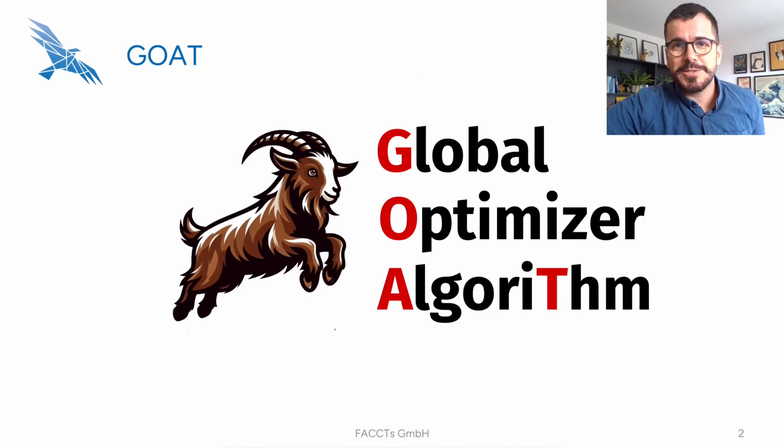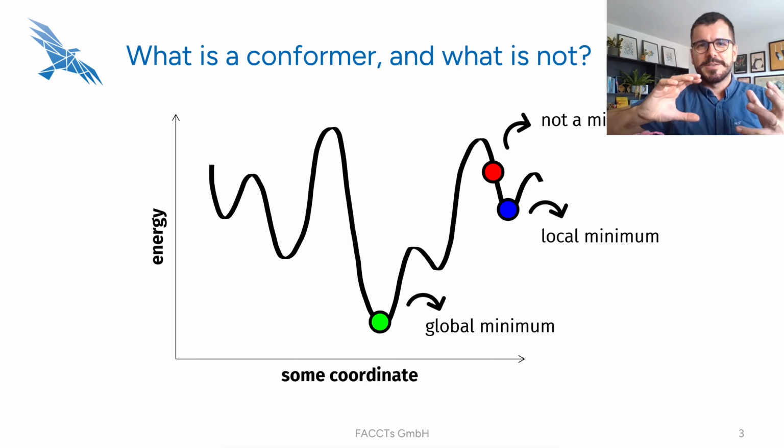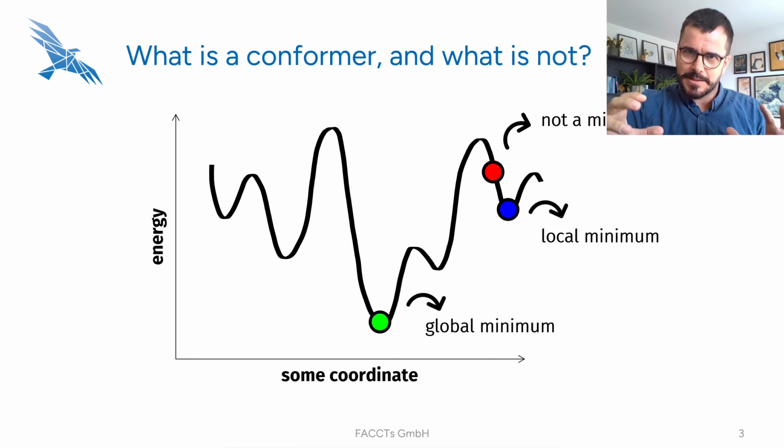First of all, let's talk about Goat. Goat is a global optimizer algorithm, and the name is related to the animal and nothing to sports. I just heard about that after the fact. I didn't know about any of that, just to make it clear. It's an algorithm to find the global energy minimum, so the lowest energy conformer, and the ensemble around it.